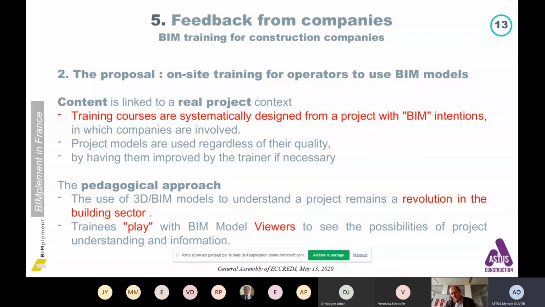As for the pedagogical approach, as I said, we only use viewers. So trainees can play with this tool and they can directly make the link with their project, because the tools show what they have seen in their 2D plans.